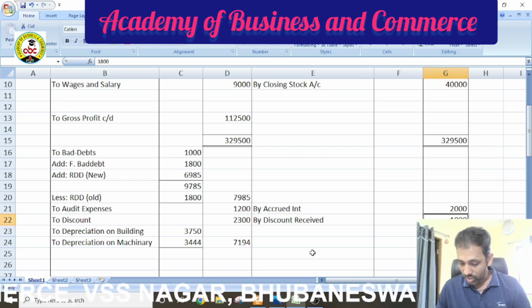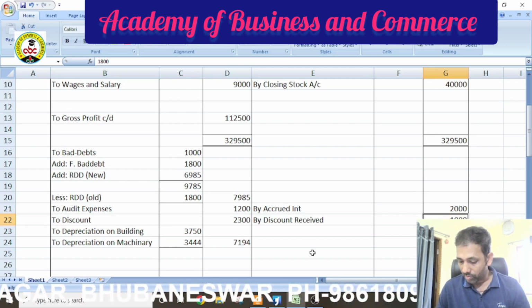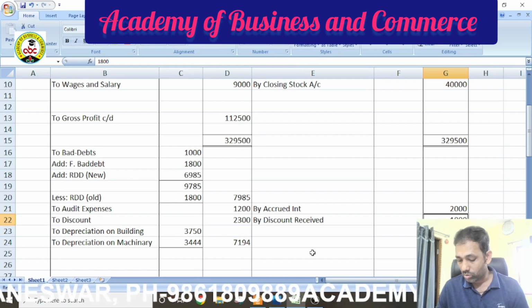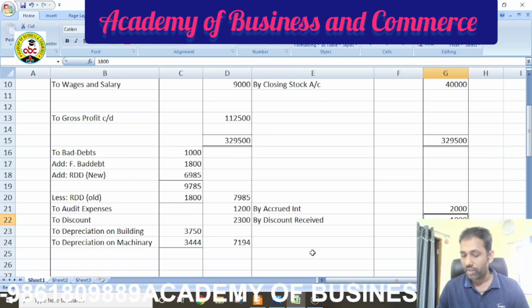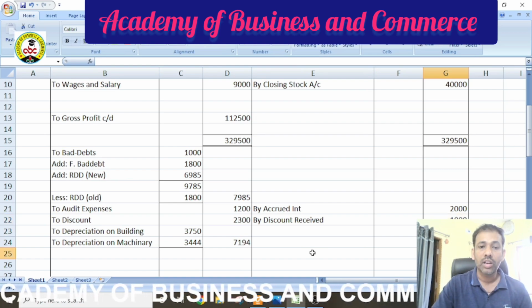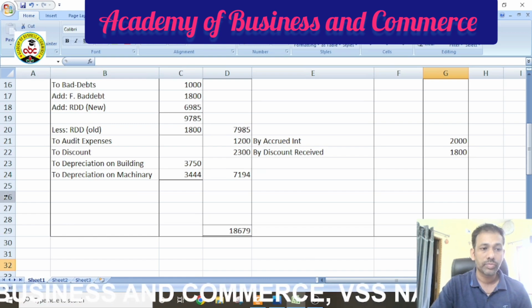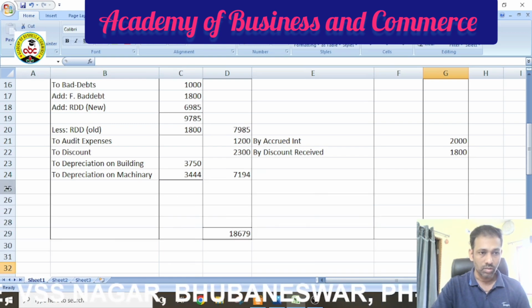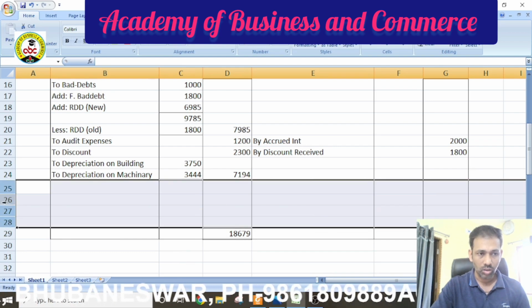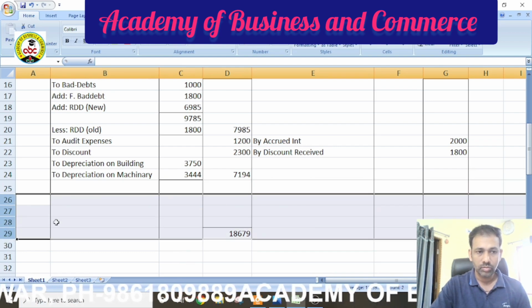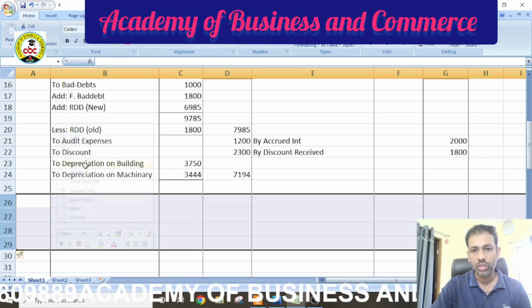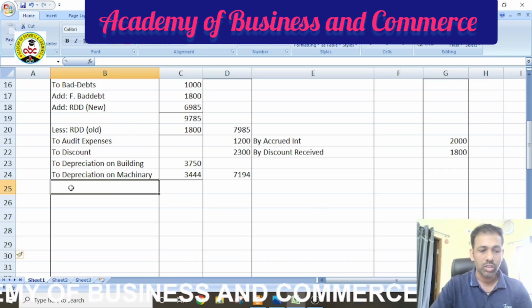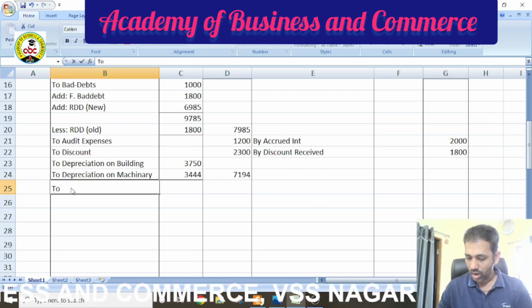And the next item is advertisement. Advertisement paid for 9 months. That means within the trial balance, advertisement is given as 4,500, which you have to take in the profit and loss account. You also need more space, so insert. Now we are inserting. Then we have to write down the two advertisements.